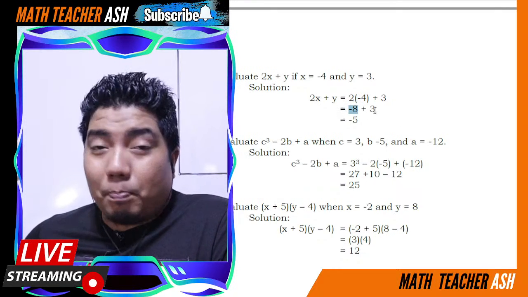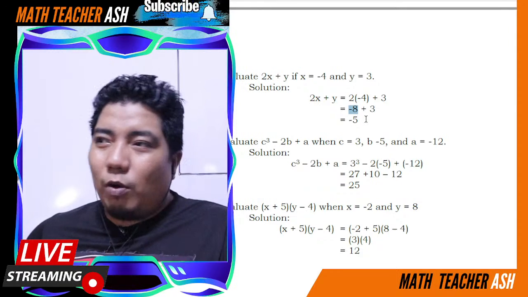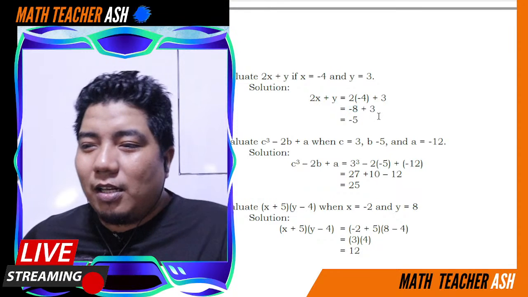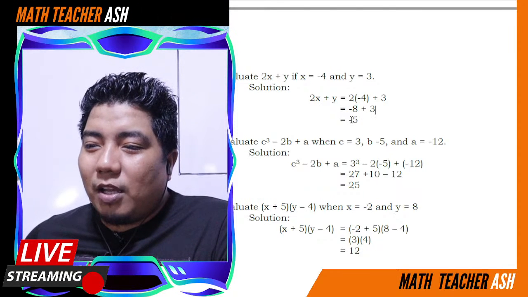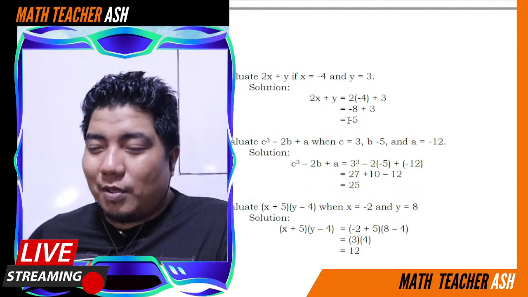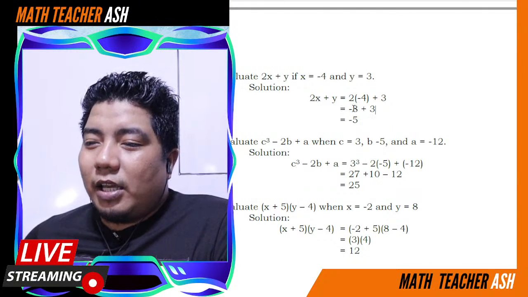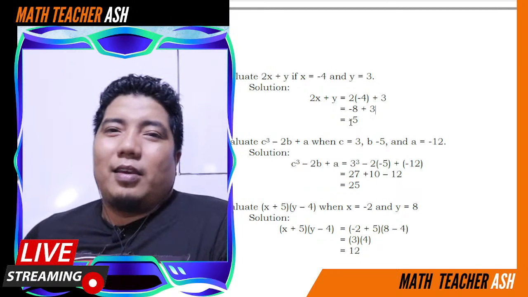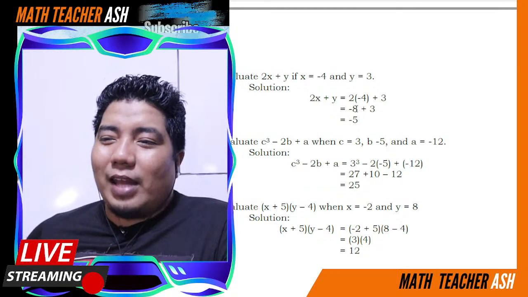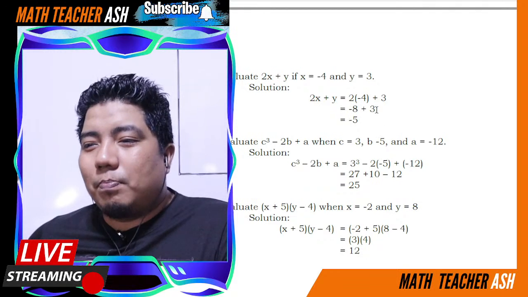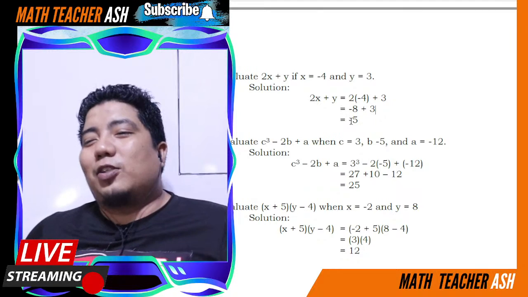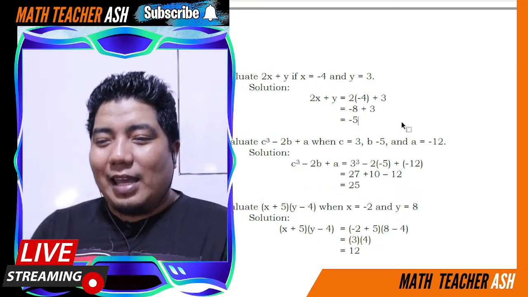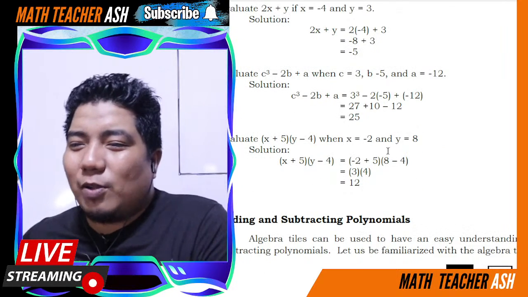Negative 8 plus 3. So, you just follow the rules in adding integers. So, if it is unlike sign, so you copy the sign of the bigger absolute value. Okay? Since here is 8, yung mas malaki kaysa sa 3. Okay, so copy mo ang sign ni 8, which is negative. And then, subtract the values. 8 and 3 is 5. Okay, so the final answer is negative 5. Ganon lang kadali, my dear math learners. Okay, so how about this one?